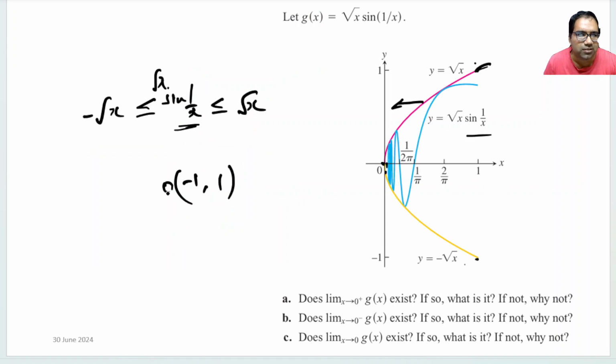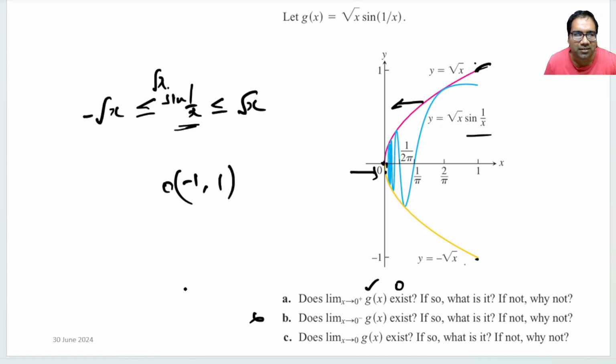And as we approach 0, we are multiplying with a very, very small number. So that's why this will approach 0. Okay. So this exists and this is 0. But x tends to 0 minus: here the function itself is not defined, because root x is not defined. So this doesn't exist. Right.